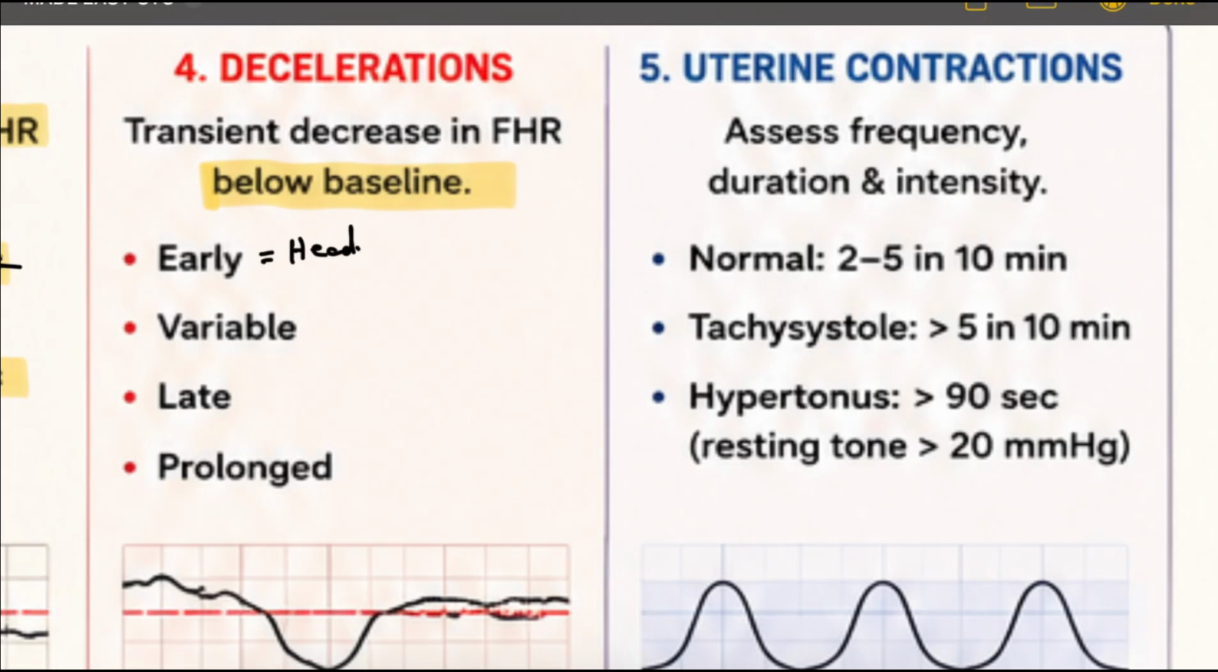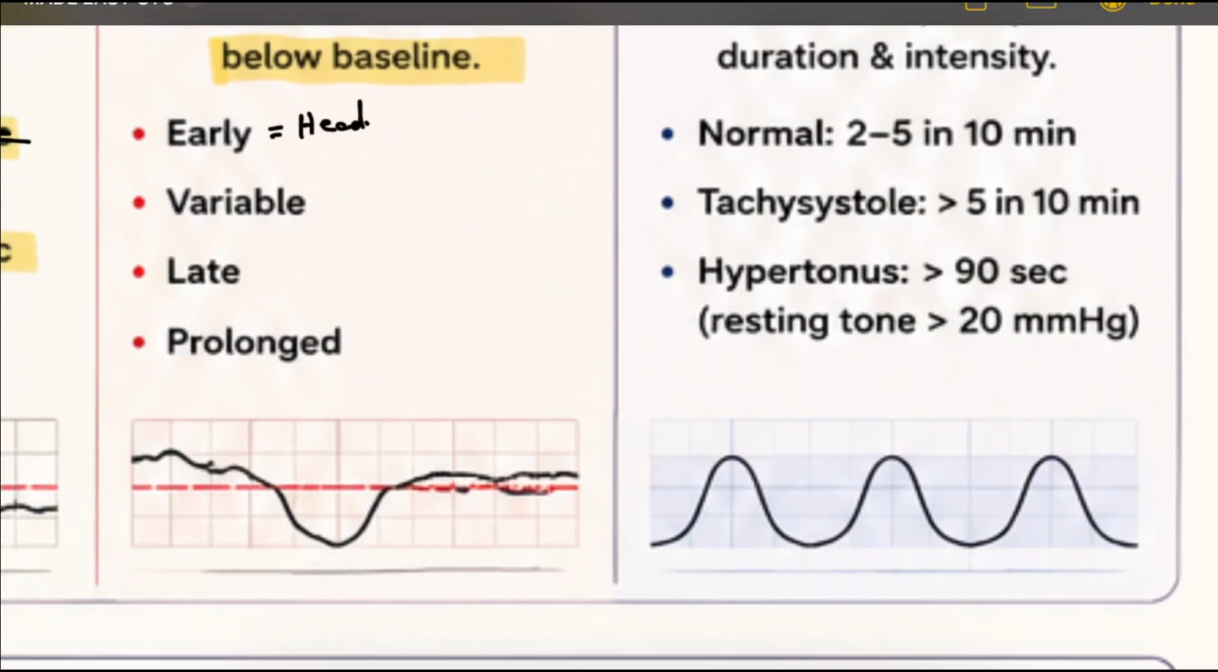So next we can see variable. If we are getting any variable type of deceleration, we have to suspect the patient has cord compression. Variable means you can see this thing is slouching, right? It comes like a V-type structure. So that is what we call variable.